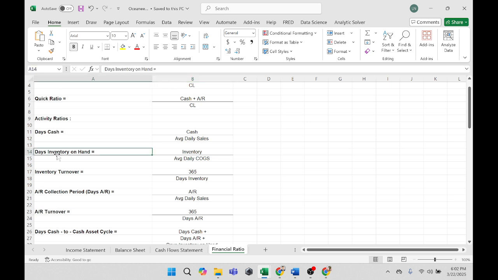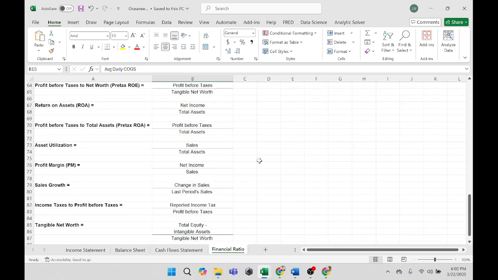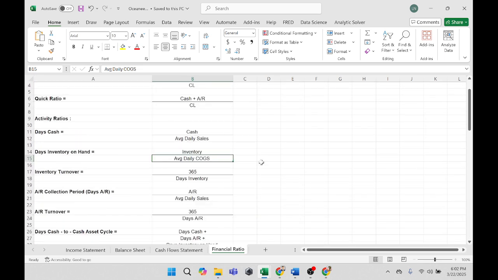So let's say days inventory, right? You take inventory divided by average daily cost of goods sold. And what is average daily cost of goods sold? Let me see. It just means that you take the cost of goods sold of that year and divide by 365, right? And that's how you find the days inventory.